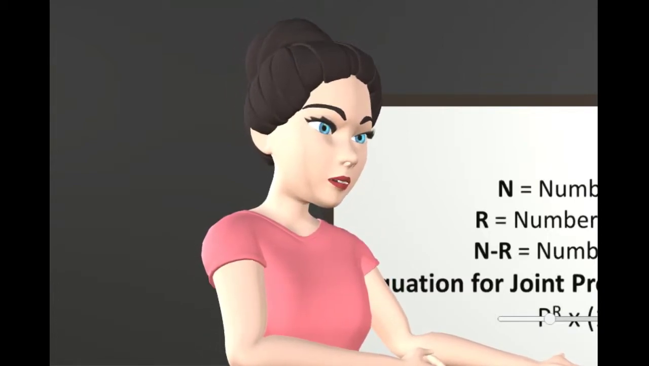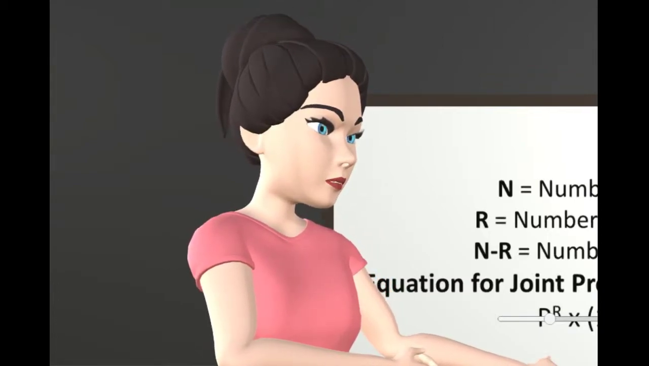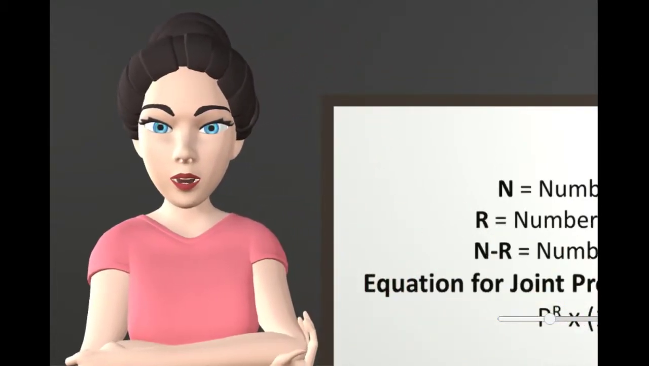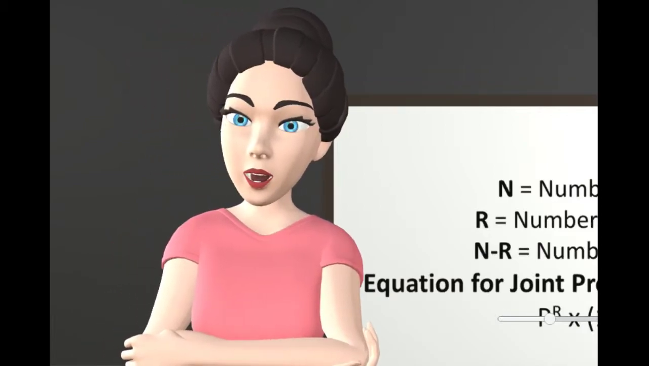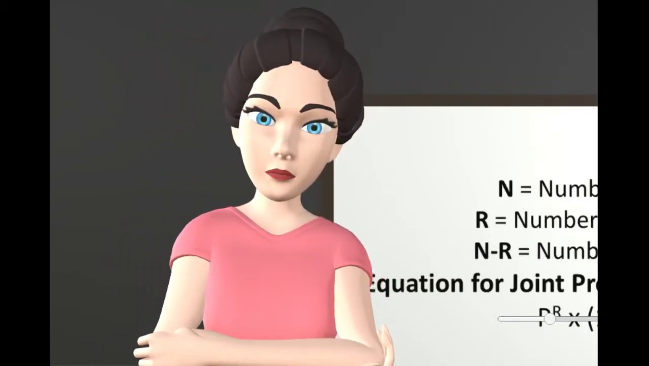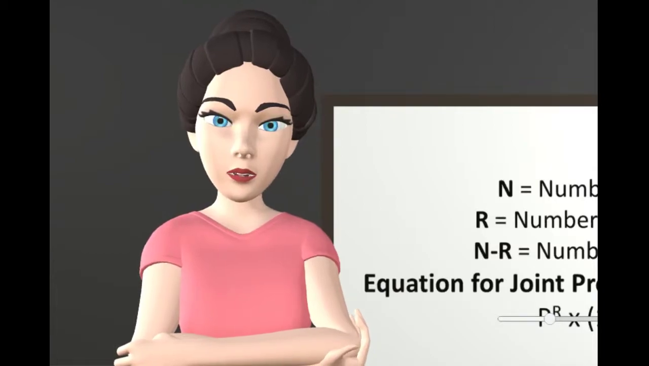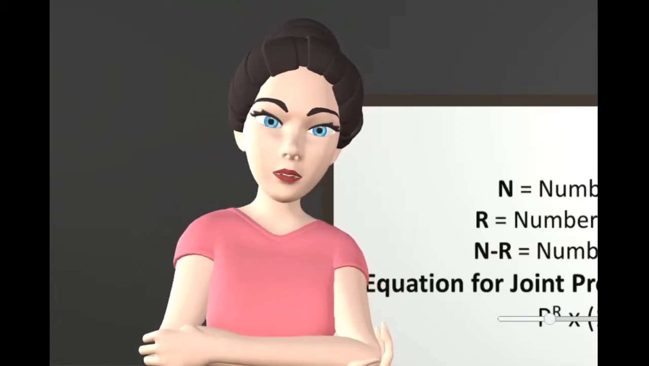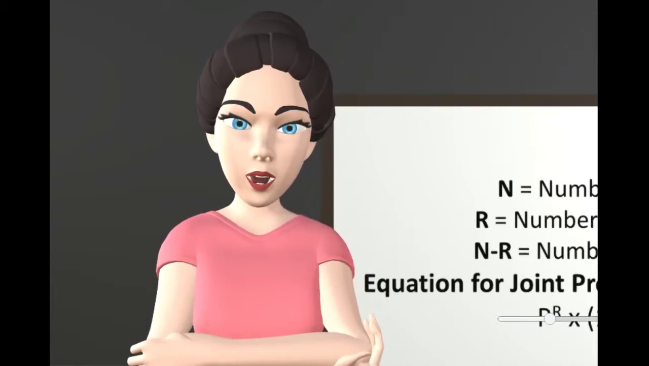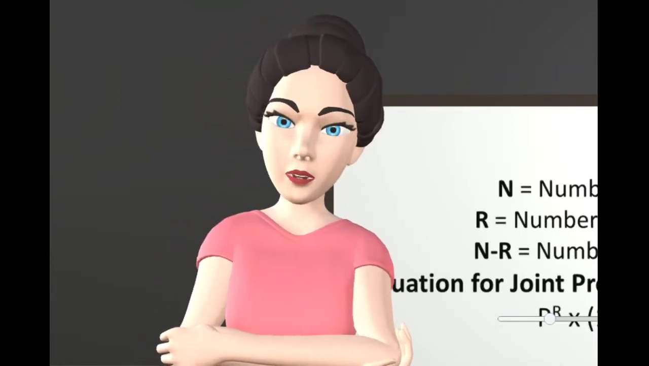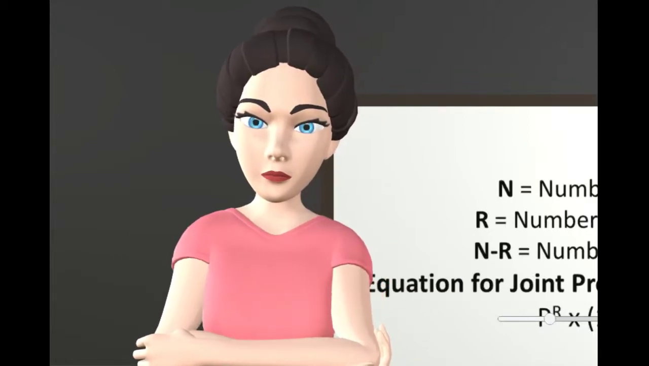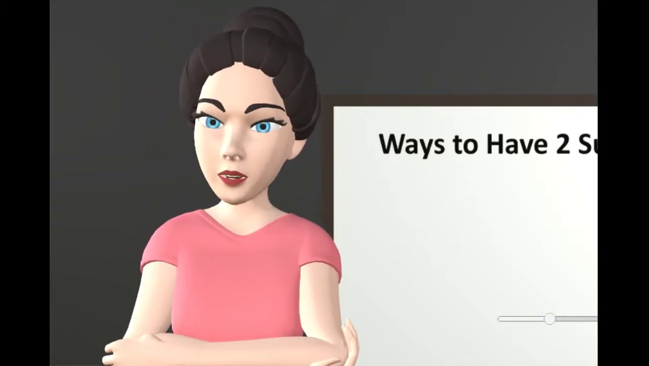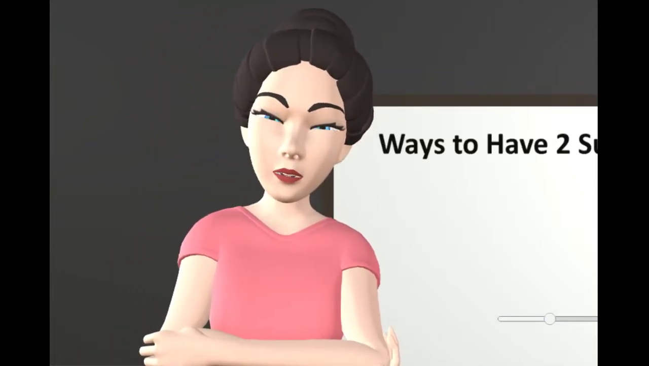We multiply the probability of success, P, by itself, R times. Then we multiply the probability of failure, 1 minus P, by itself, N minus R times. And we finally multiply those two numbers together. This is called the joint probability of a sequence. Now you know how to compute the joint probability of a sequence of successes and failures.